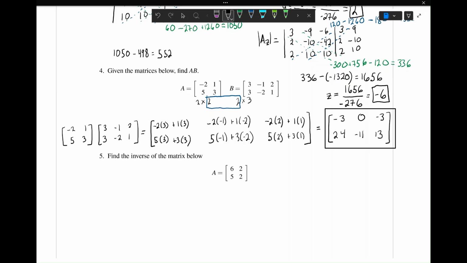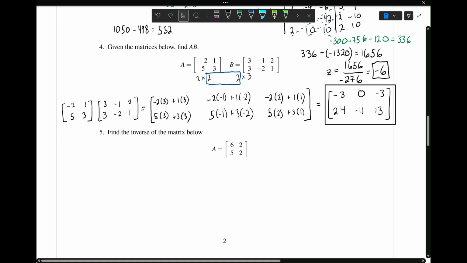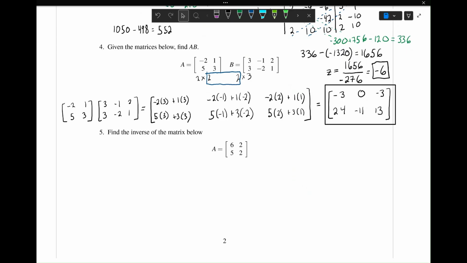All right, now let's find an inverse of a matrix. Remember, we only have inverses of square matrices. So I can find this inverse by using a little trick. We can also do the row reduction method. I'm going to do the trick.